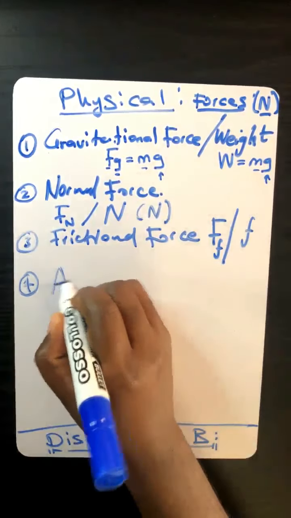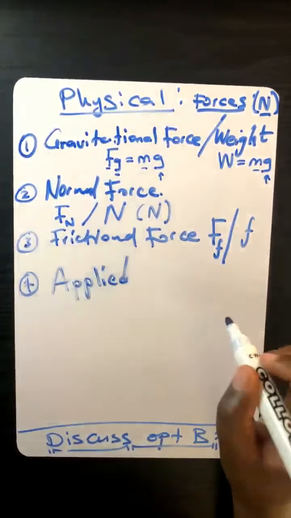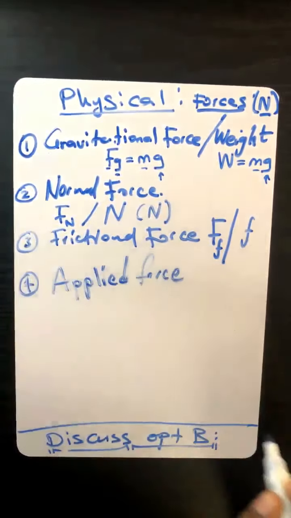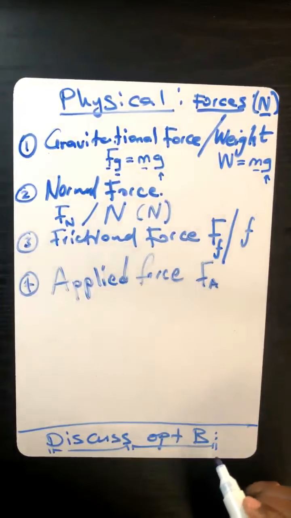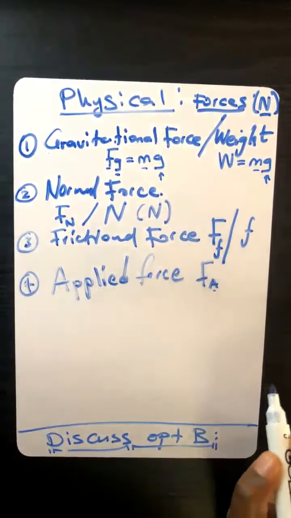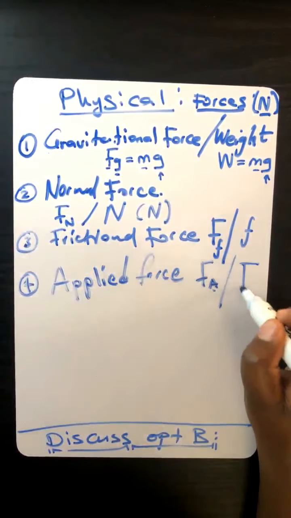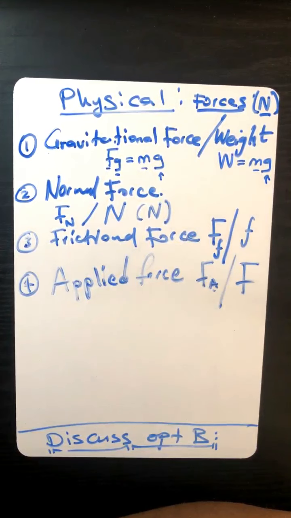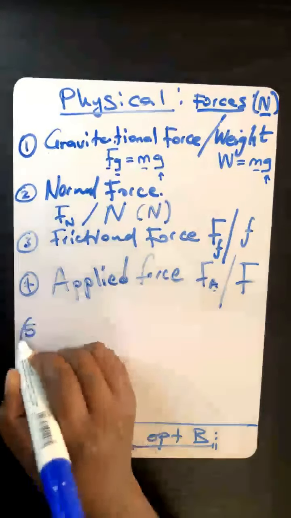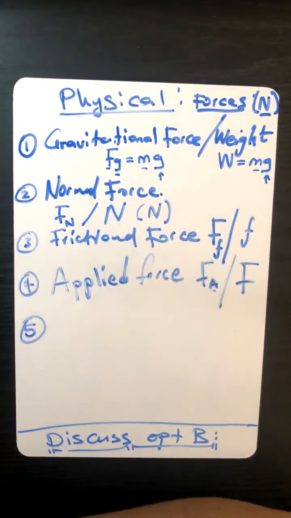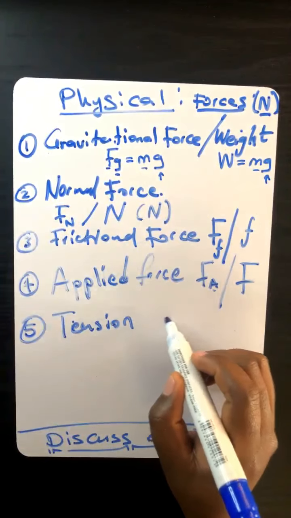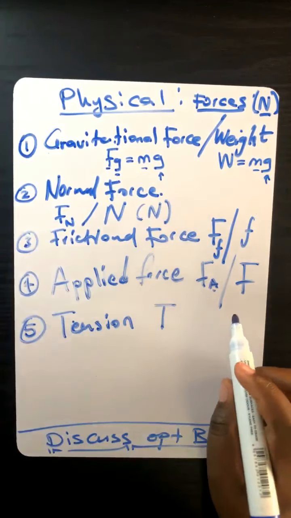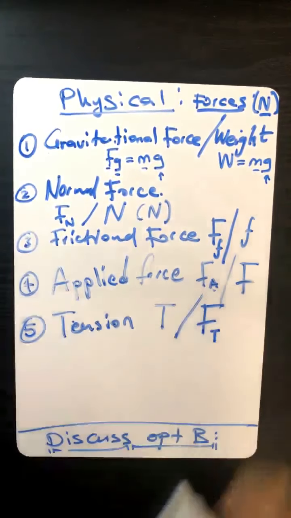Force number four, let's talk about applied force. Applied force, you can just write capital letter F, then A over there, A to indicate this is applied force. Forward slash, if you like, you can just say F. It indicates that we are talking about applied force. Number five, the other type of force is tension. With regards to tension, you can indicate it by capital letter T, or otherwise you can say force of tension.